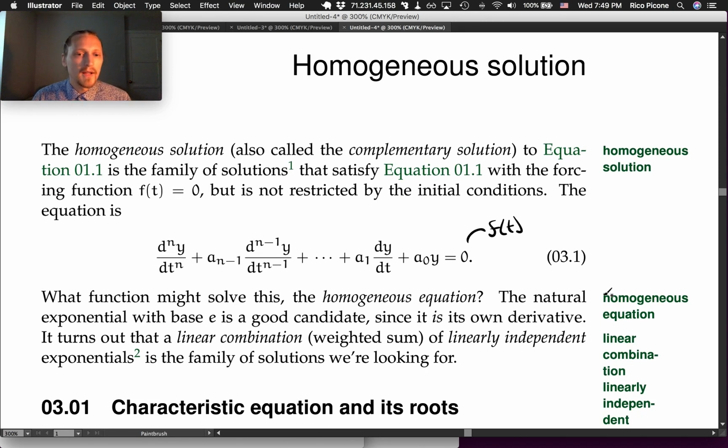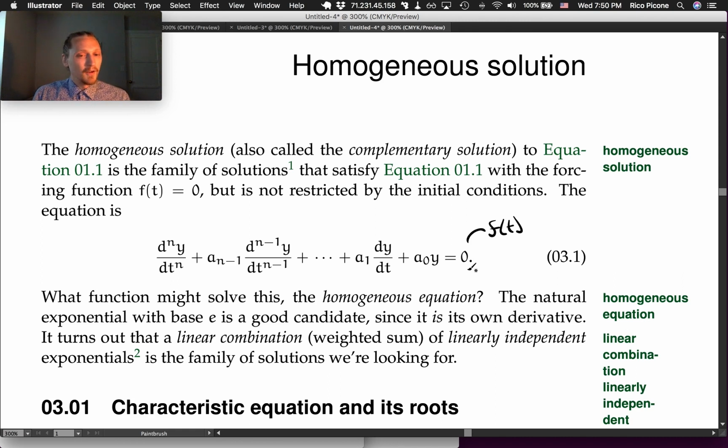What function might solve this? The homogeneous equation. So this is the homogeneous equation. We call it that. And from it, we derive the homogeneous solution. The natural exponential with base e is a good candidate since it is its own derivative, right? So for those of you who have gone through differential equations, one of the big ahas in that class is that if you take the derivative of a natural exponential, e to the whatever t, then you get back the same thing with maybe some constant factor out front.